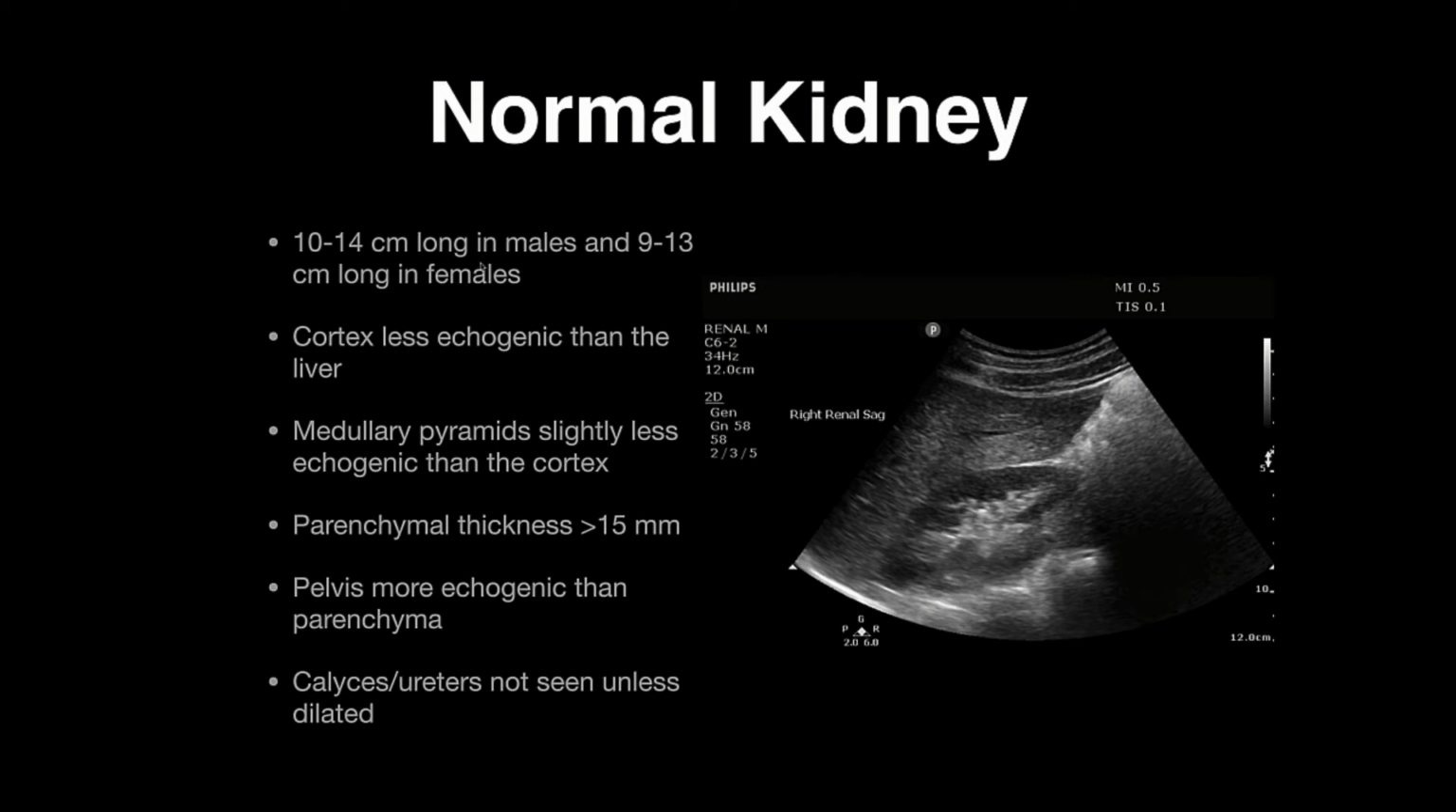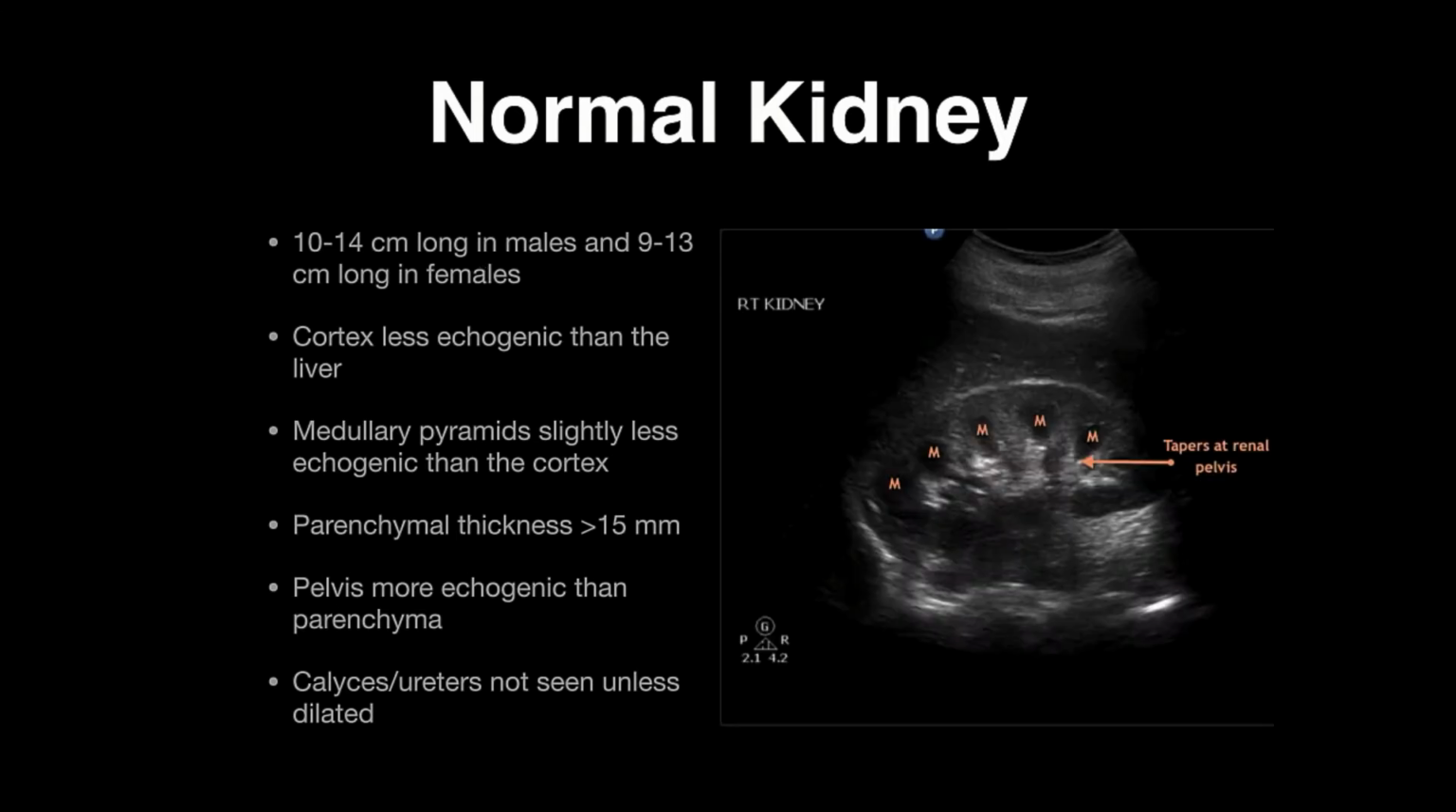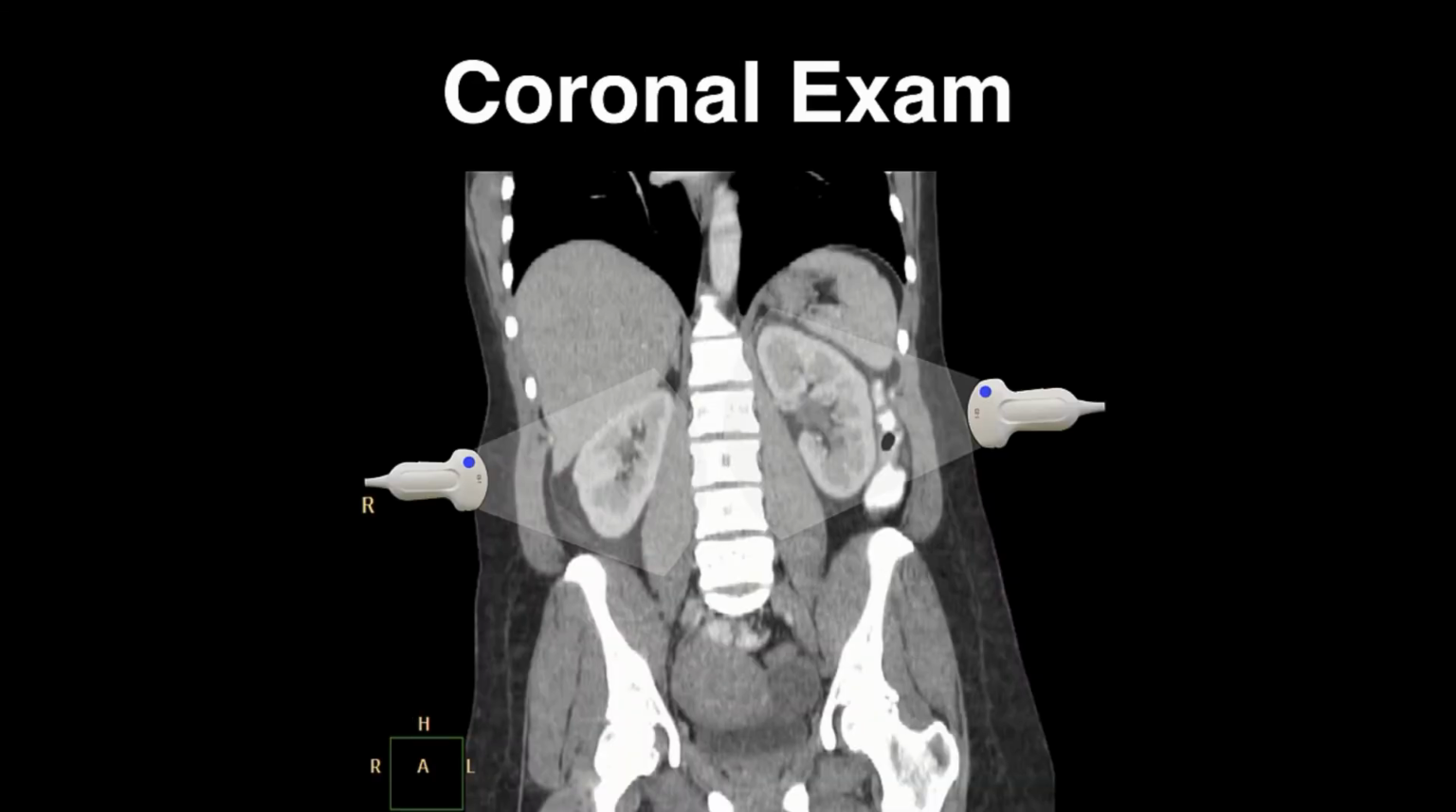It's important to remember, you're not going to see the calyces or the ureters unless they're dilated. Sometimes patients will have very prominent medullary pyramids. They'll appear anechoic here at the corticomedullary junction, but taper towards the pelvis, and you don't want to confuse them as hydronephrosis. So we're basically doing coronal exams of the kidney using perihepatic and perisplenic windows.